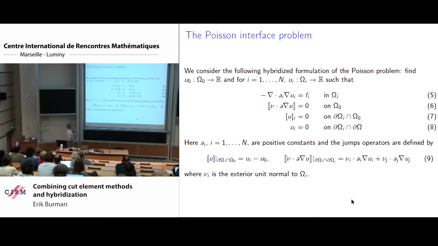Now we introduce a model problem. So let's look at the Poisson interface problem. It'll come back again later. So this is our workhorse. This is the simplest version. So the jump of the fluxes is 0. The jump of u is 0.